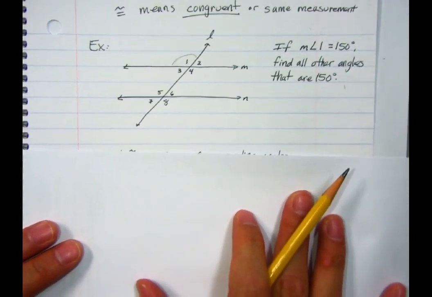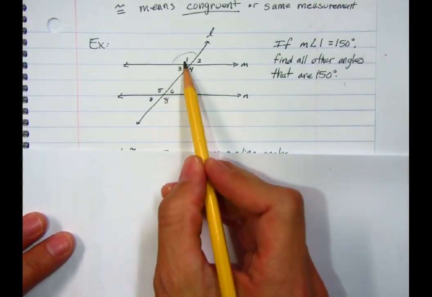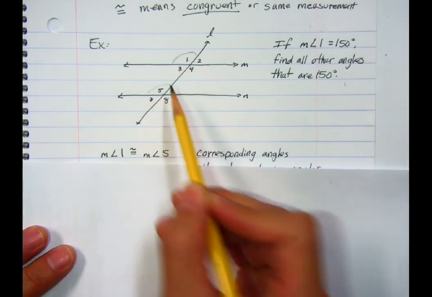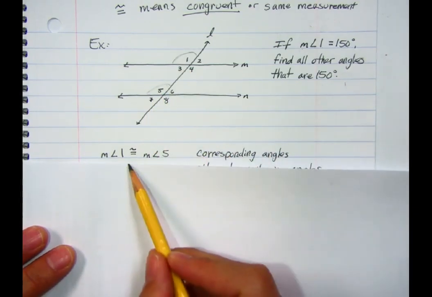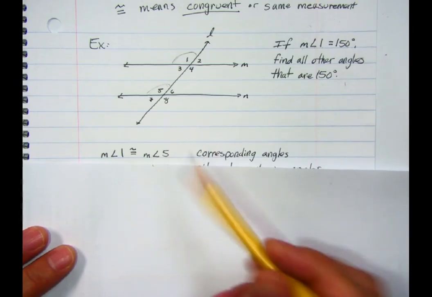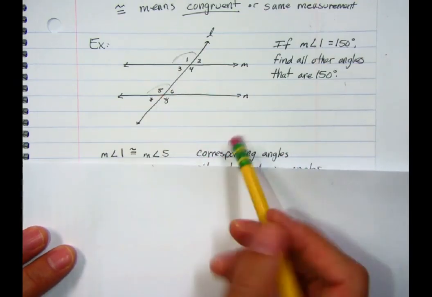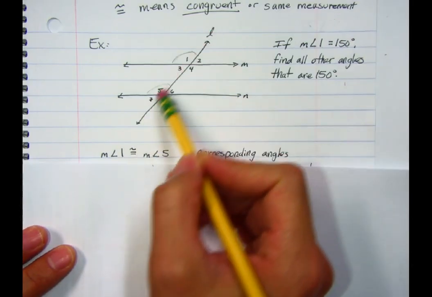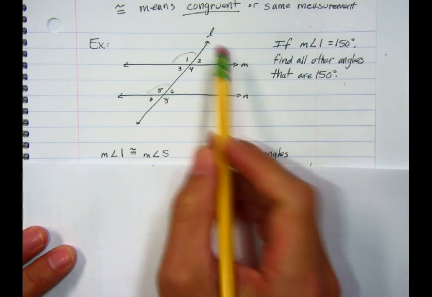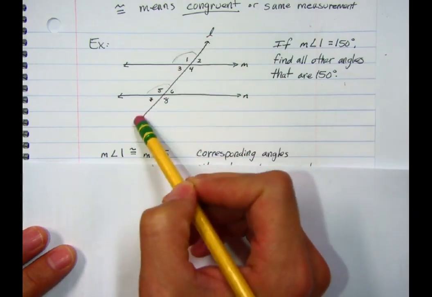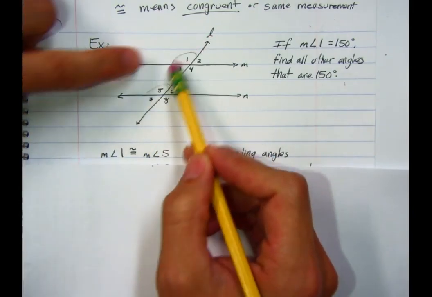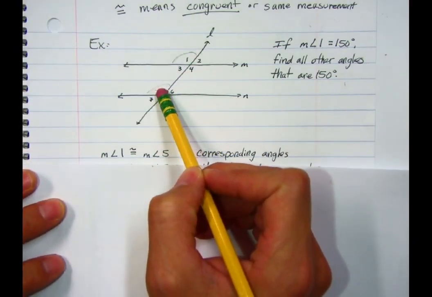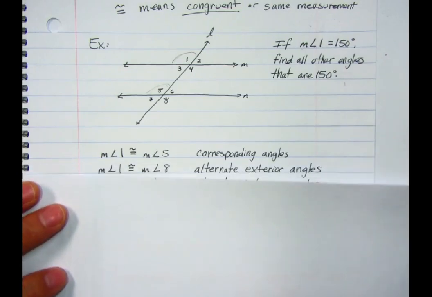So let's take a look at what I did here. Angle 1 and angle 5. These two here are the same. They're both going to be 150 degrees. Why? Because angle 1 and angle 5 are corresponding angles. They're on the same side of the transversal, assuming that M and N are parallel. One is on the outside of the parallel lines, and one of them is inside. So those are congruent. Those are the same.